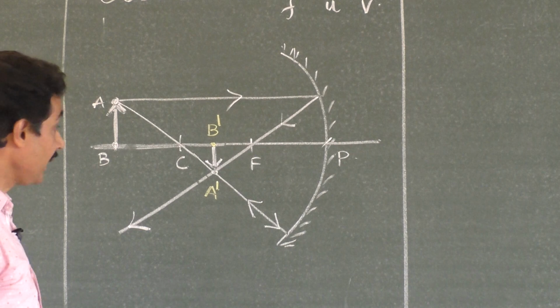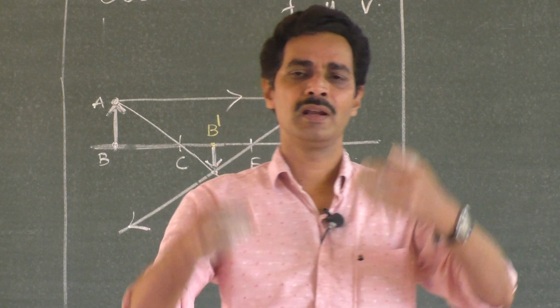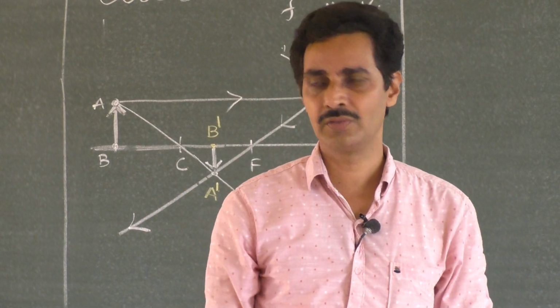Okay. Now, sir, do only 2 rays start from A? No. Many rays start from A. Sir, why did you consider only 2? 2 is enough for us to trace the image.